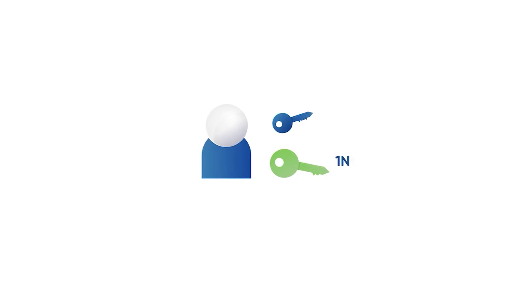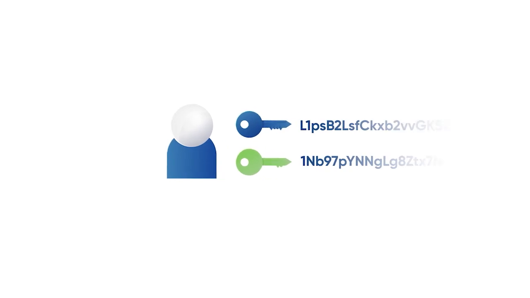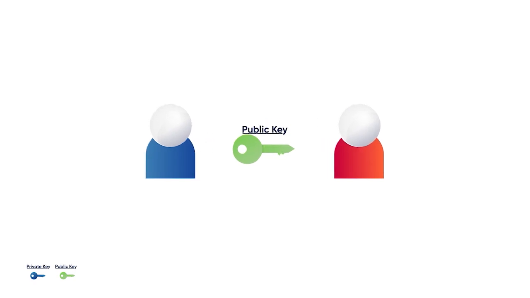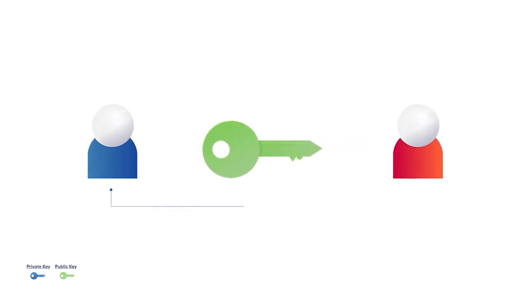Bob has two keys appearing in the form of random numbers and letters, a private key and a public key. A private key should always remain private, but in order to digitally sign a document for Alice, Bob needs to share his public key with her. She will need it later on to verify the authenticity of the document and the signature.